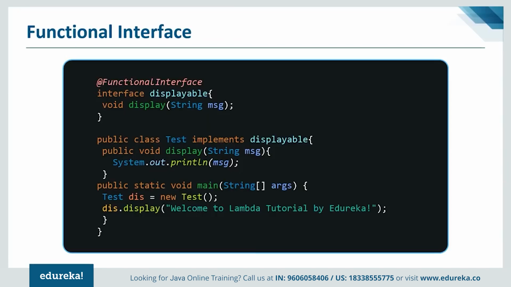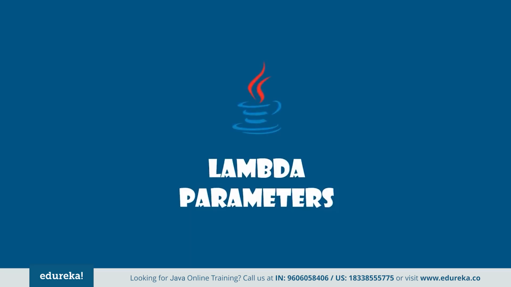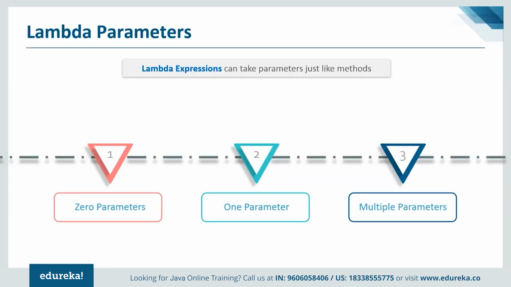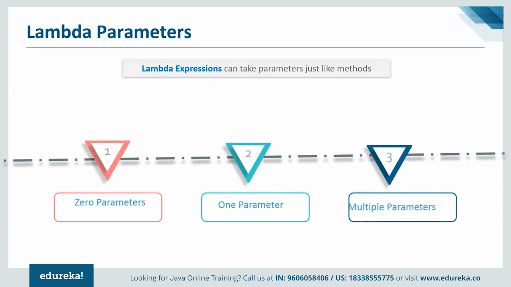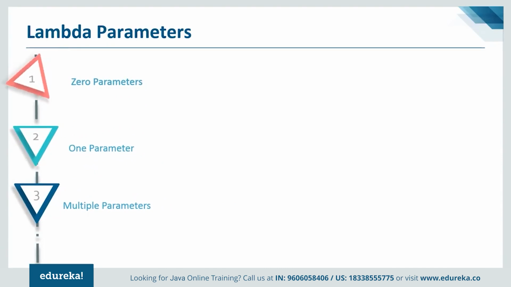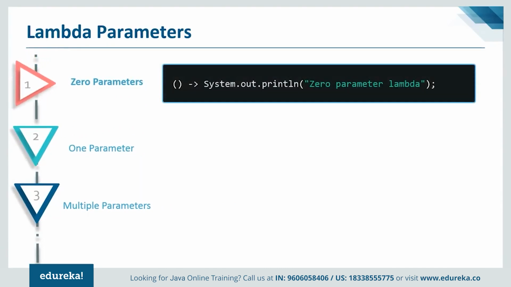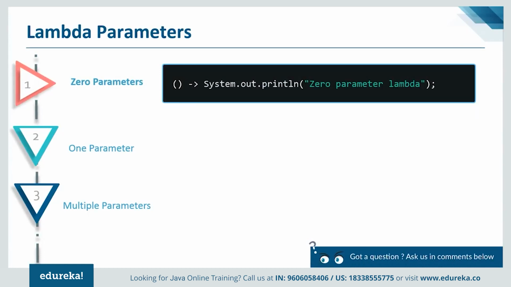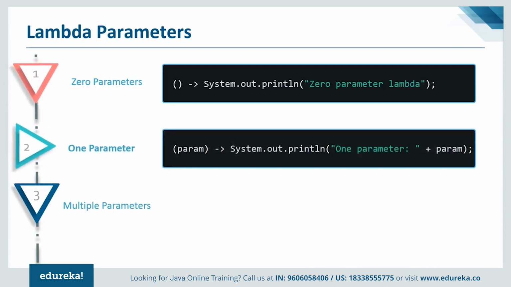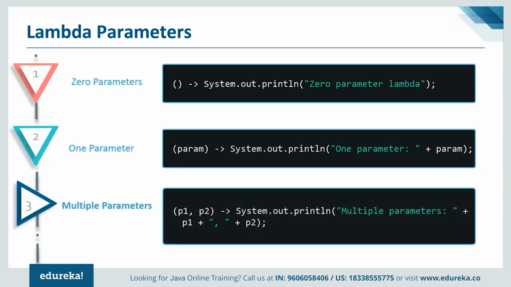Once we know what a functional interface is and how to write a Lambda expression: a Lambda expression can take no parameter, that is zero parameters, the way a method can. It can take one parameter. It can take multiple parameters. With zero parameters, you don't pass any parameters, and syntactically the parentheses are empty. The other way around, we can have one single parameter which we can pass, for example param. We can have multiple params, for example P1 and P2.